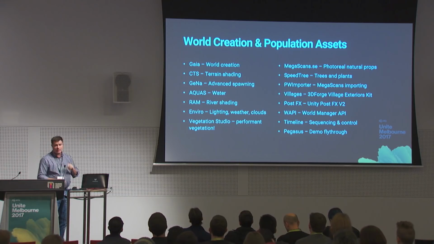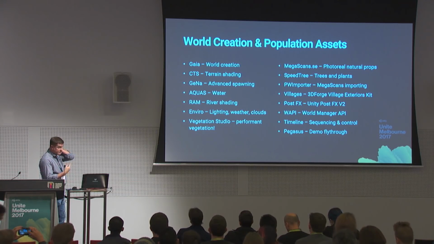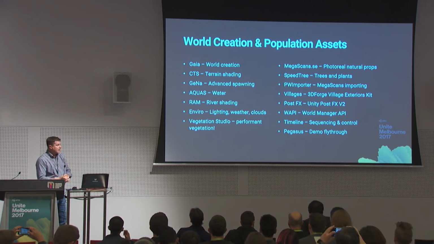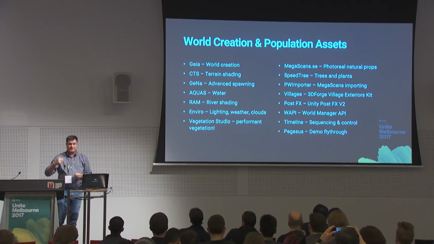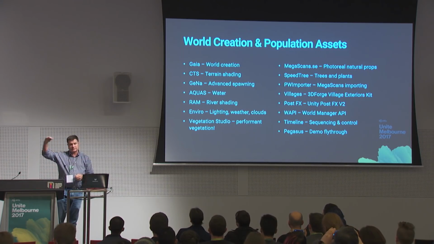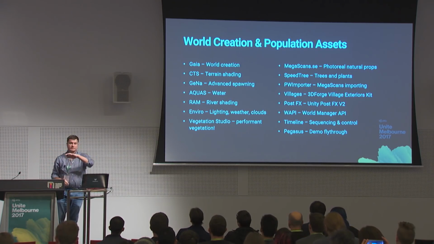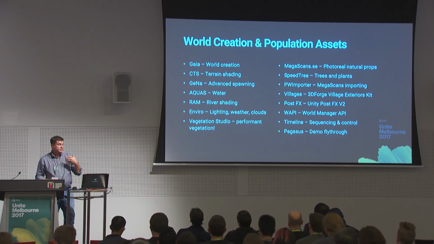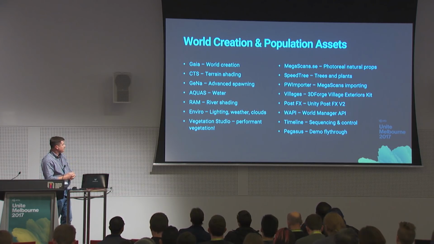The guy that I created CTS with has just released a new river shader for Unity called RAM. And it's really pretty cool. Basically you create a spline and it works out the height and then changes the flow of the water based on the height. So no mucking around with flow maps and all that sort of stuff. Really nice tool. Enviro, which we'll be doing for weather, lighting and clouds.